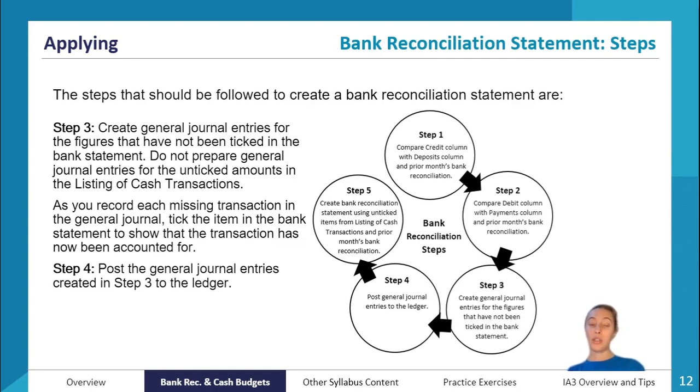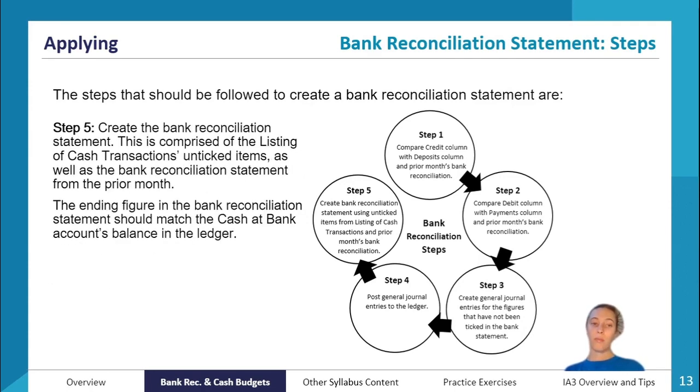Now, as you record each missing transaction in the general journal, make sure you then tick it off in the bank statement to show that the transaction has now been accounted for. This process is very much about keeping a record as you go with ticking and things like that, so you're not doubling up or missing things entirely. Step 4, you then post those general journal entries created in step 3 to the ledger. And finally, step 5 is where you actually create the bank reconciliation statement.